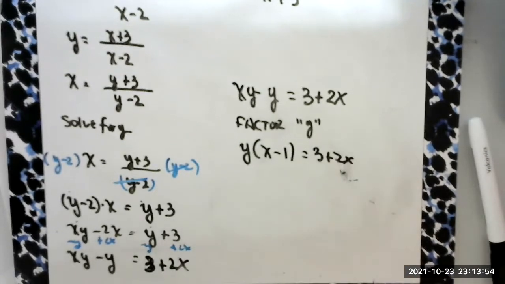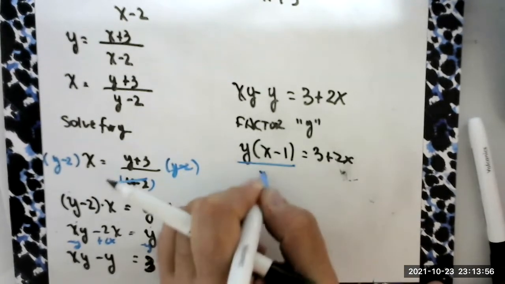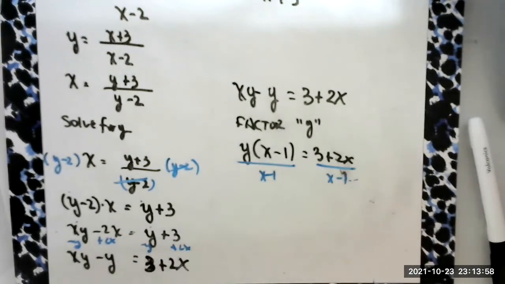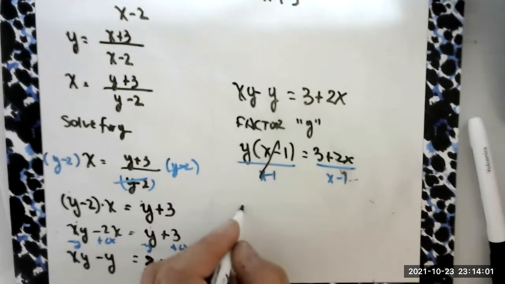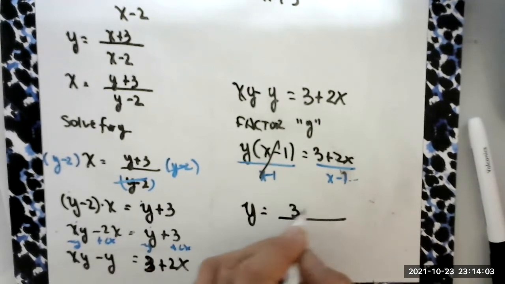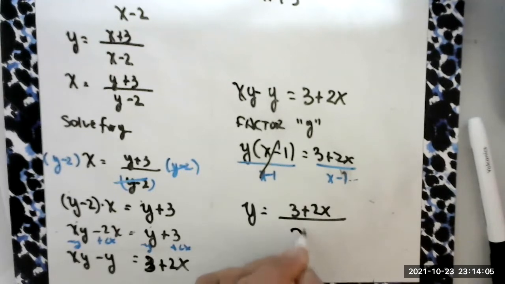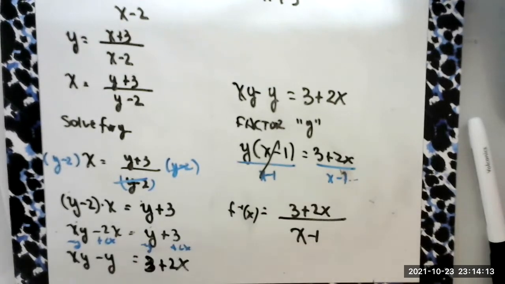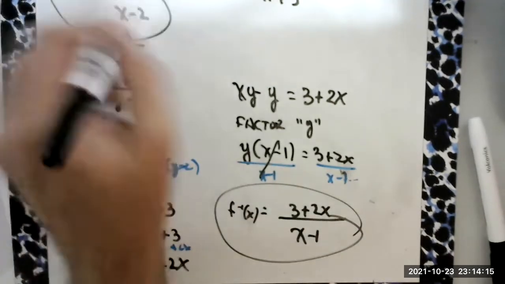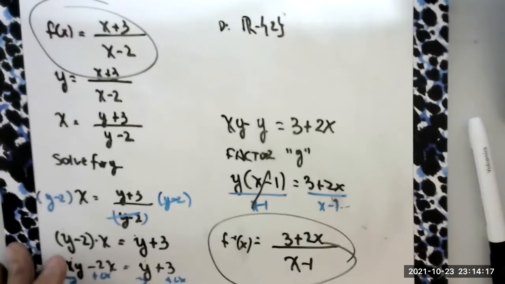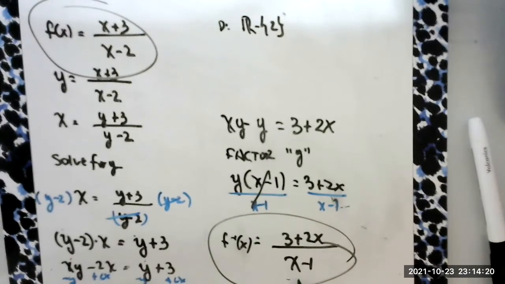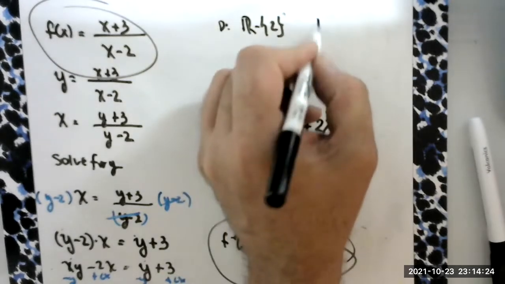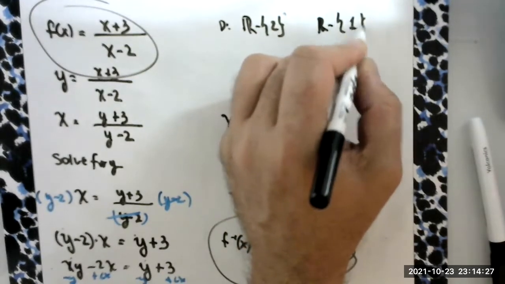And of course, since I'm looking for y, I just simply divide by x - 1. So y equals (3 + 2x) over (x - 1), which in turn is my f inverse of x. Inverse, my original. What is the domain of the inverse function? Notice I need to avoid zeros. It will be all real numbers except 1.